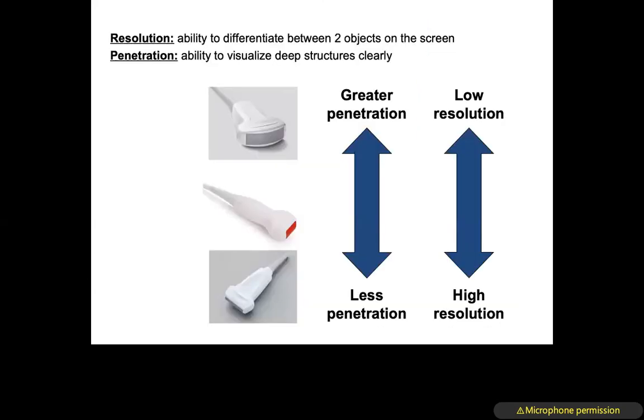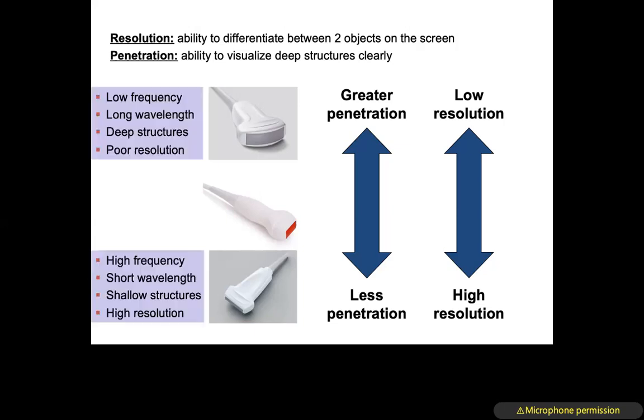Again, we talked about resolution versus penetration. So resolution is the ability to differentiate between two objects on the screen, kind of how clear your picture is. Penetration is your ability to visualize deep structures clearly. So how deep into the body can your ultrasound go? Our abdominal probe is at the top here, and our vascular access at the bottom, showing that the abdominal probe has the greatest penetration, but also lower resolution. So I would also use that if I'm looking at the aorta.